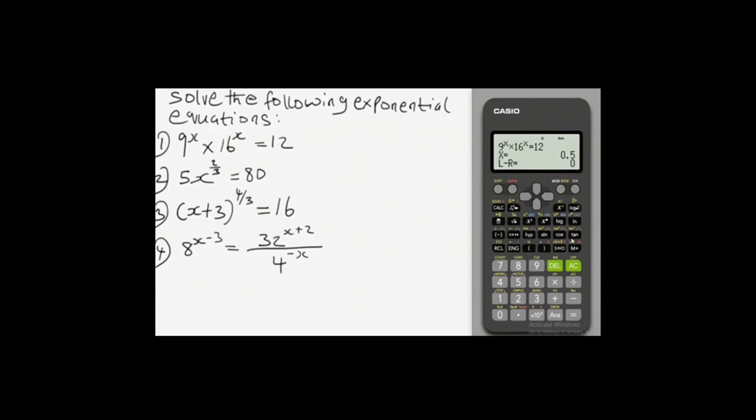But the value of x is 0.5. Let's store it and see if we're going to get 12 at output. That's how to verify if what you solve is correct. So store x as 0.5. Okay, press shift and this store button. We want to store it as x, so we're good to go.